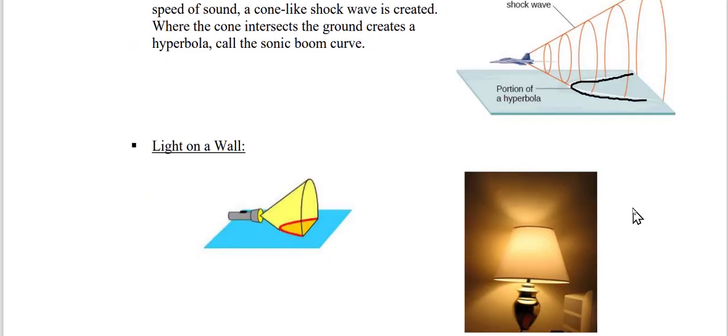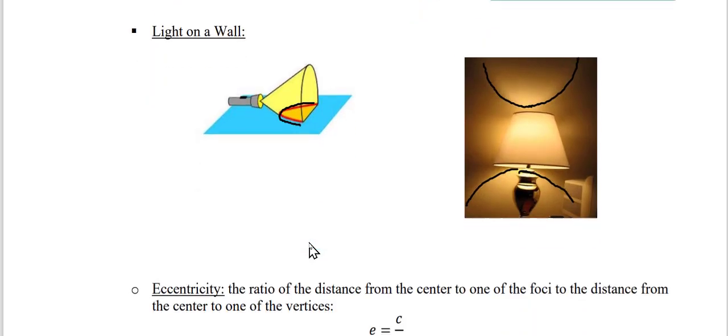And that's the definition of a hyperbola graphically, geometrically. Same thing with a light on a wall. If you've ever looked at a circular lampshade next to a wall, this reflection here and down here are hyperbolic. Same thing here, where this cone intersects the ground is a hyperbola or part of a hyperbola there.